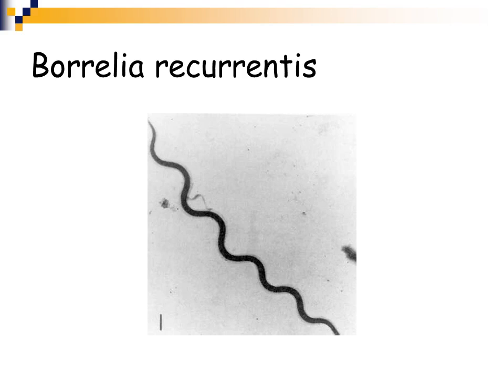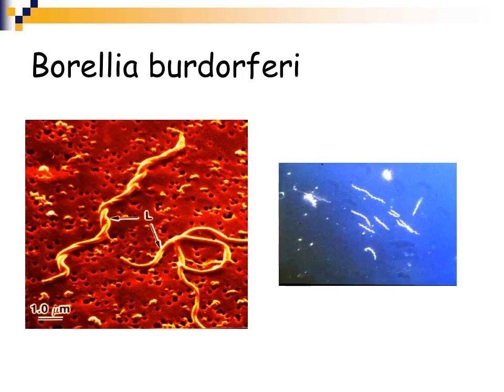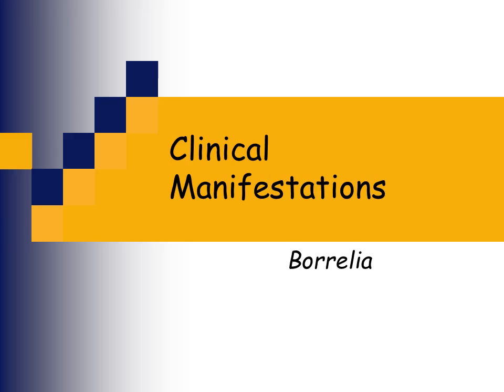Here is an electron micrograph of Borrelia recurrentis, and you can see that spiral shape to the organism, hence its categorization as a spirochete. Here is Borrelia burgdorferi. On the right, you can see the dark field microscopy, so the background is dark and the organism is light. We're going to talk about the clinical manifestations first.